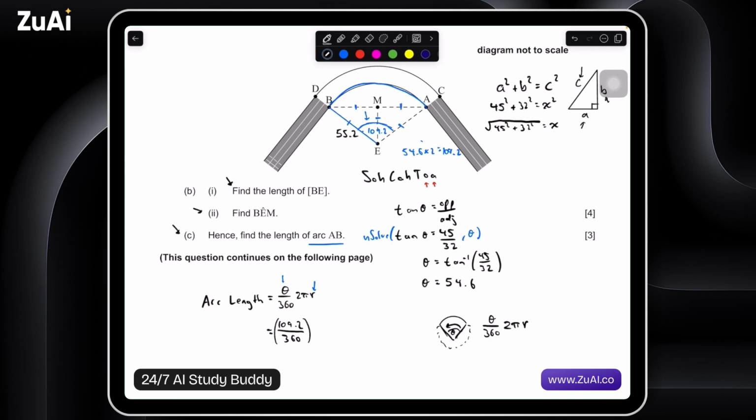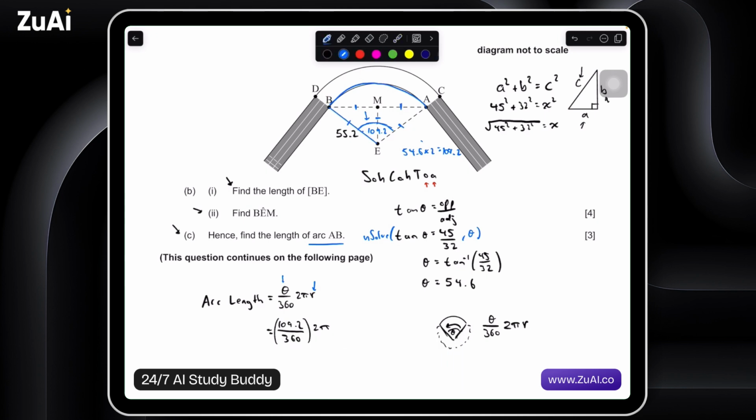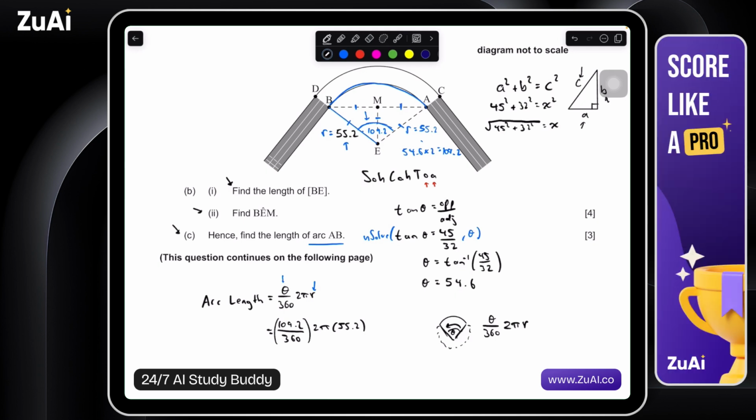We want to multiply this by 2 pi r. R is our radius. Remember, we're sweeping through this angle, and this distance from the center to the edge of our circle is going to be our radius. We know that the radius is equivalent to 55.2. There it is, that's our radius as well. So 2 pi times 55.2. That should give us our arc for AB. Let's go into the calculator and find the value.